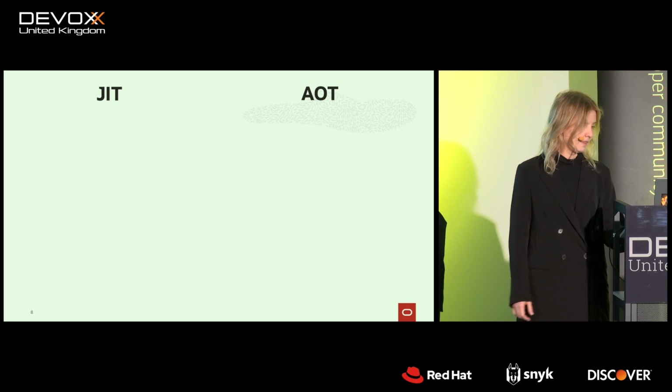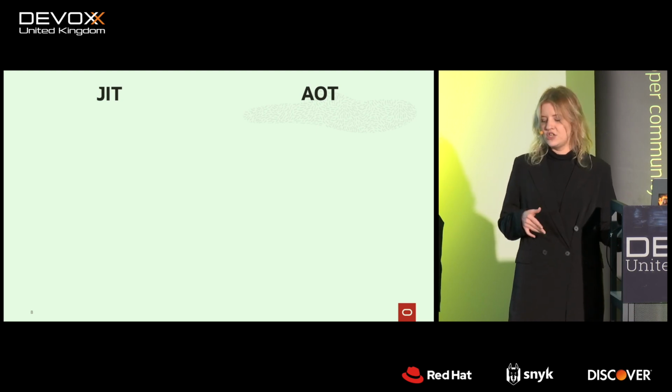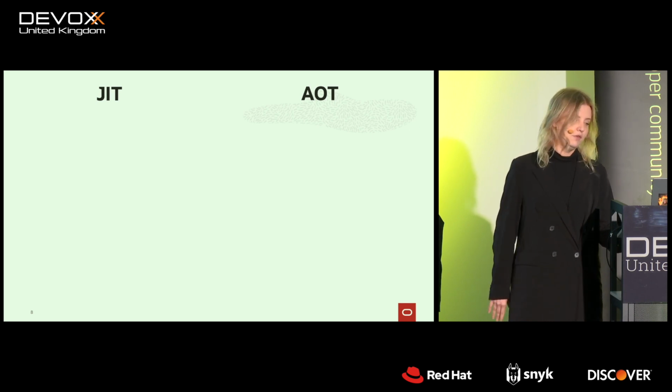Okay, and if you compare those two execution modes, so if you compare running on GraalVM Native Image versus running on a JVM, and JVM in this case can be GraalVM, can be OpenJDK, doesn't really matter. We are talking about execution modes. So what happens when you start your application is the following.